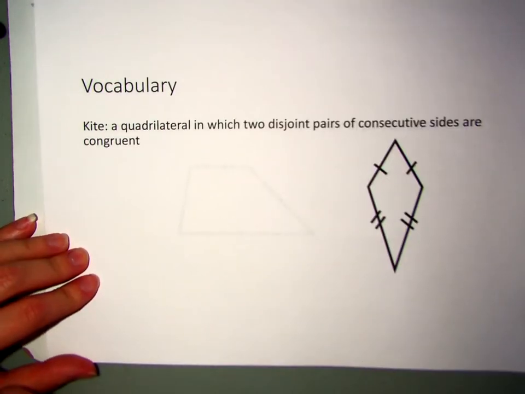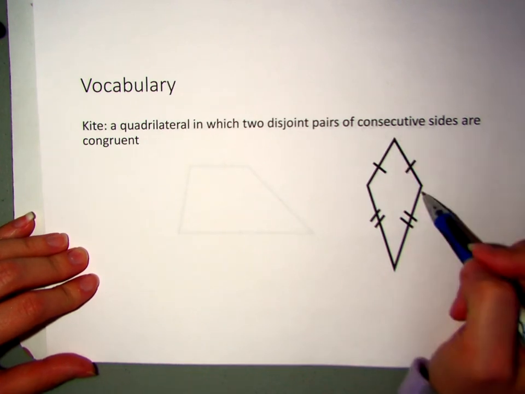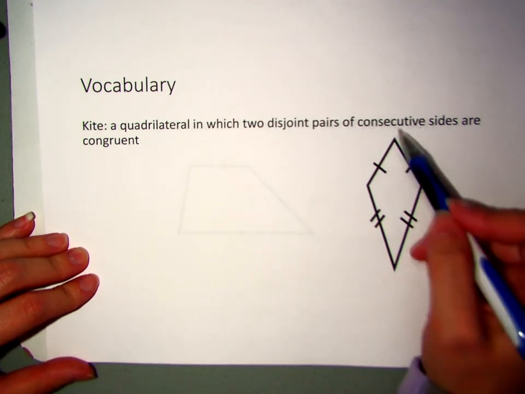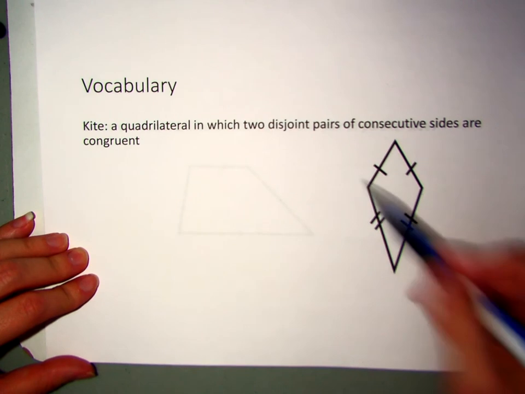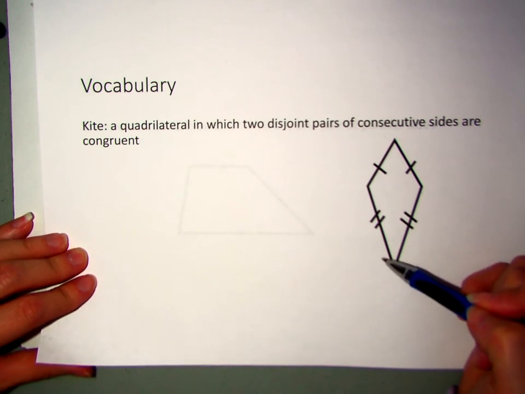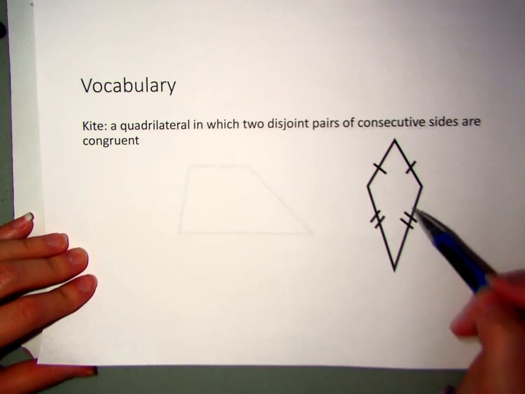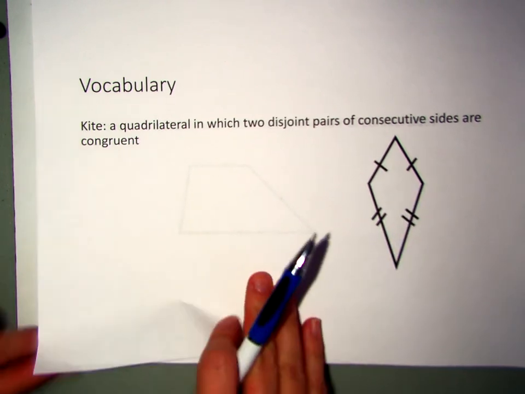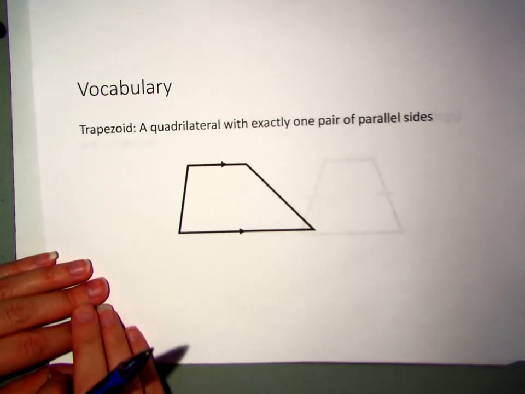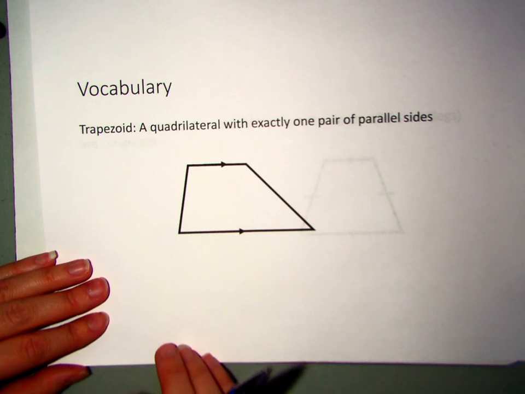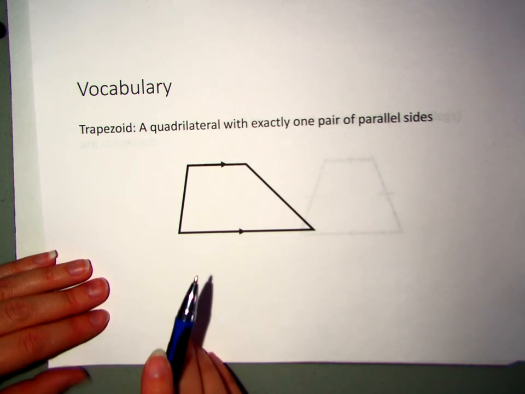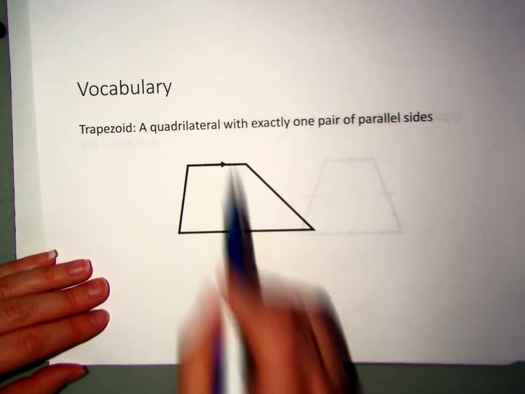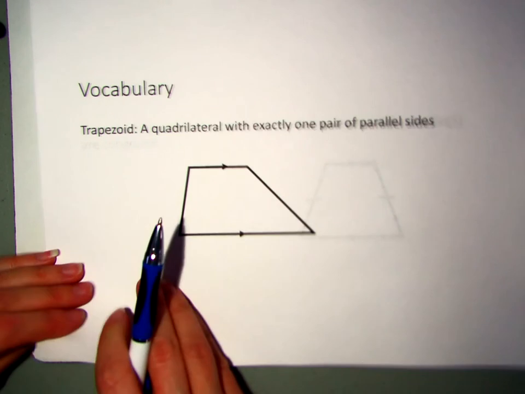A kite is a quadrilateral in which two disjoint pairs of consecutive sides are congruent. So these two disjoint pairs are going to be congruent as well as these two. It's not a parallelogram, it's a quadrilateral, a four-sided figure. And so basically we have two sets of consecutive sides that are congruent. A trapezoid is a quadrilateral with exactly one pair of parallel sides. So we have here, it has one pair of parallel sides.